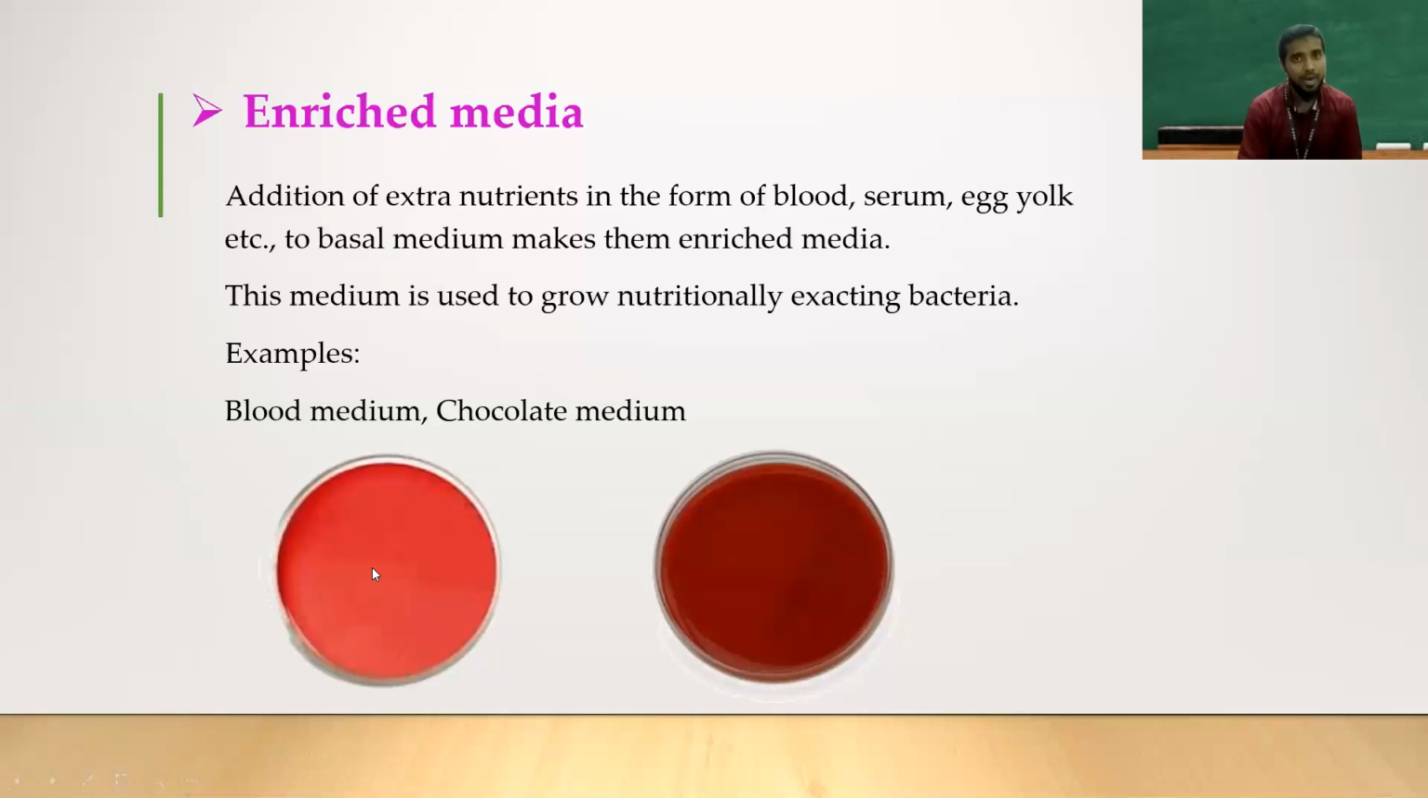Blood medium is adding blood to the agar solution, and chocolate medium is when blood is heated, up to 50 or 60 degrees centigrade, or even 40 to 60 degrees centigrade, it turns brown in color. That blood, when heated, forms brown color. That is called chocolate medium.